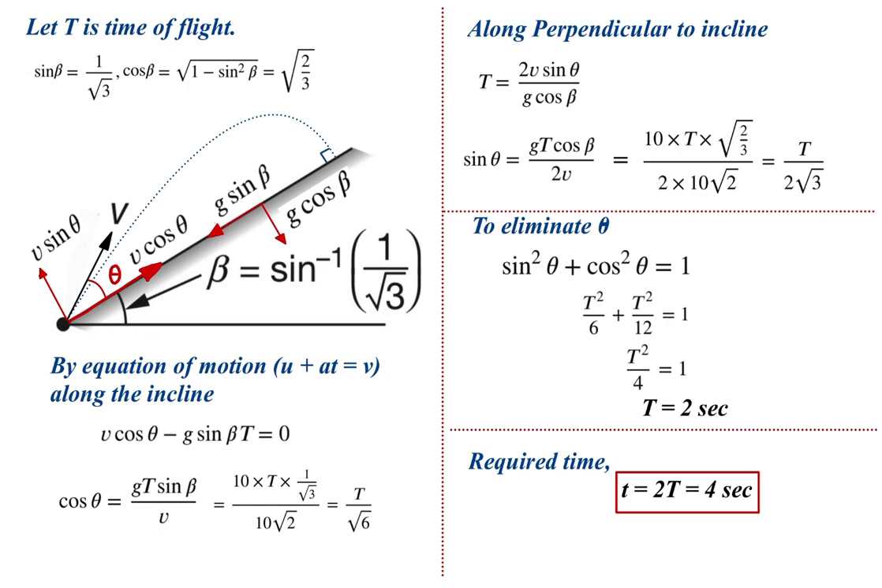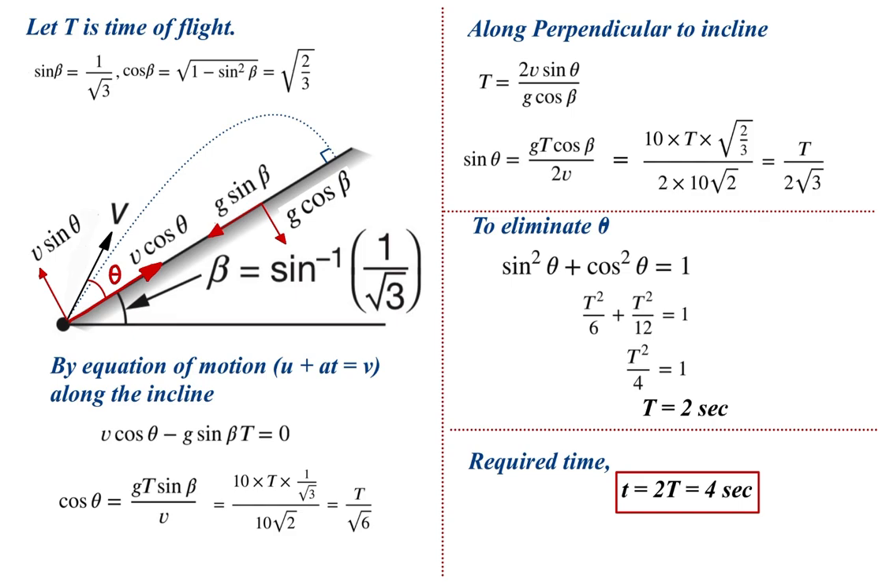By applying equation of motion along the incline, that is u plus at equal to v: along the incline, initial velocity is v cos theta. Acceleration is g sin beta, in the opposite direction, so we will take minus g sin beta. And in time capital T, it lands at this position where velocity becomes 0. So we are applying equation of motion for this path from here to here. The final velocity is 0 along the incline. So from here we get cos theta as gT sin beta by v, that comes out to be T by root 6.